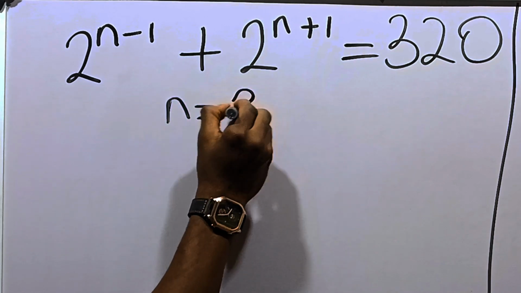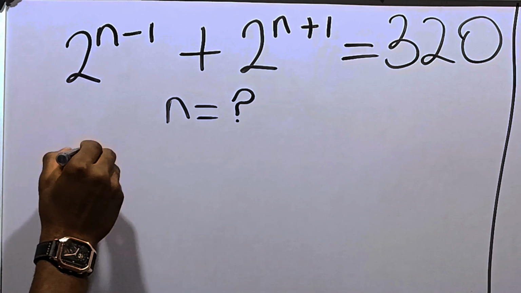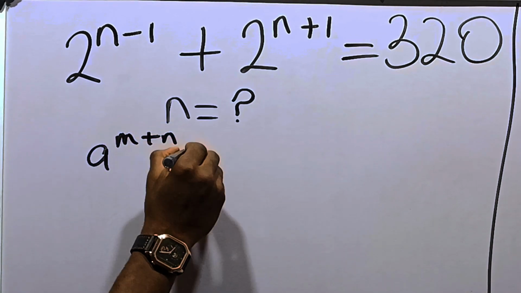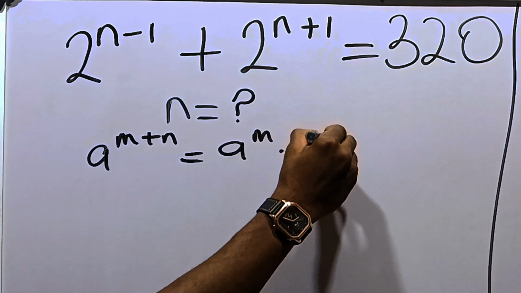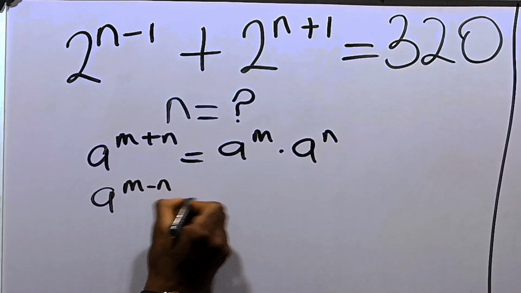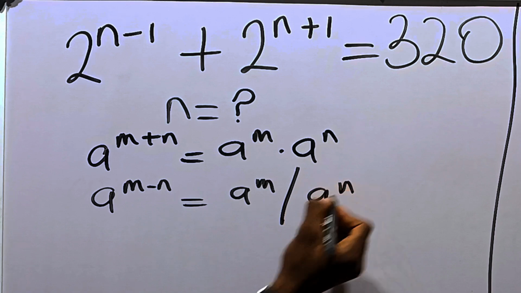Okay? Now the first thing we can do here is to remember from the laws of indices that a raised to power m plus n is equal to a raised to power m multiplied by a raised to power n. In the same vein, a raised to power m minus n is equal to a raised to power m divided by a raised to power n.